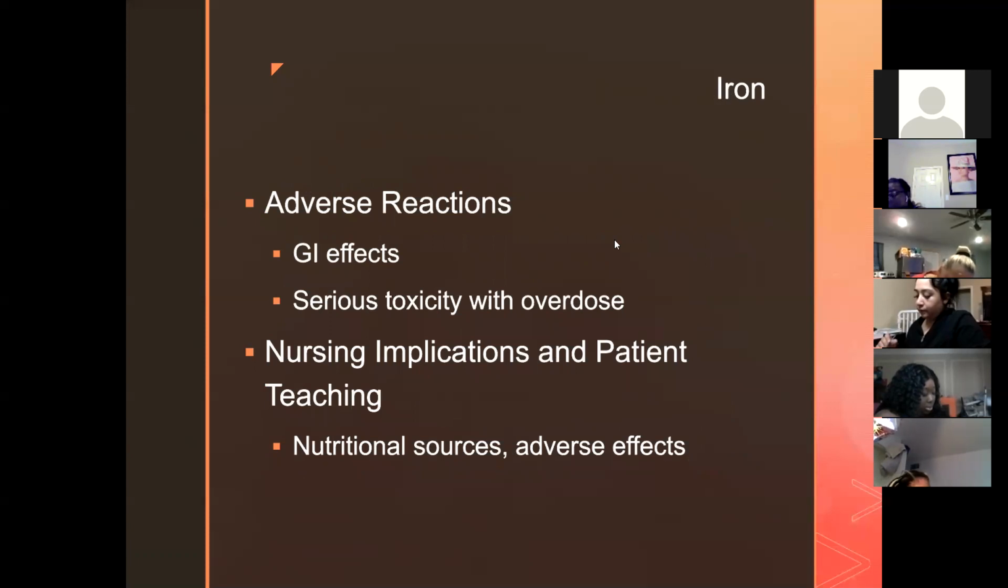Your iron can give you some GI effects. So tell your patient if you're taking iron, you might get heartburn, you might have a little nausea, you could get diarrhea or constipated. Important, your stool may turn greenish or blackish or grayish black, which is normal for someone who's taking iron.